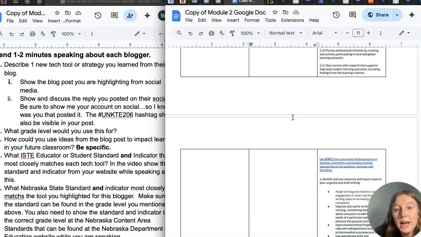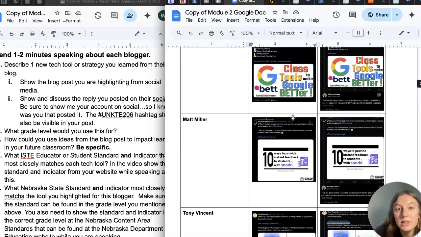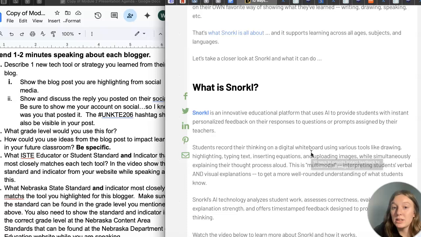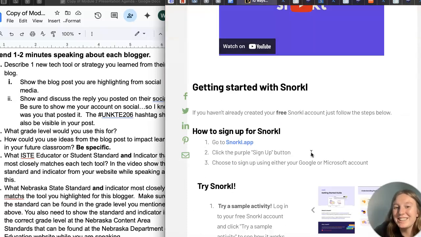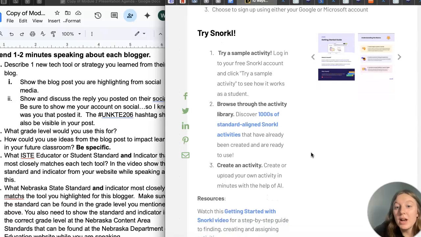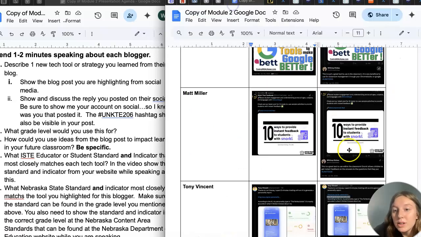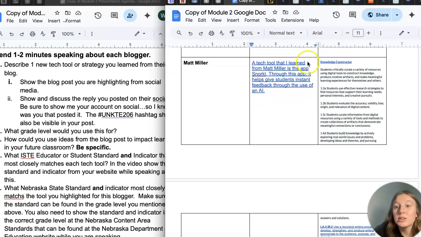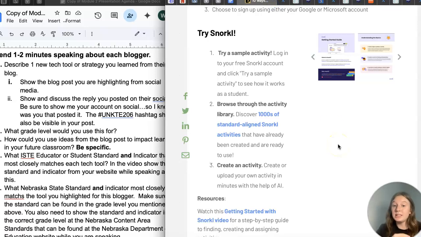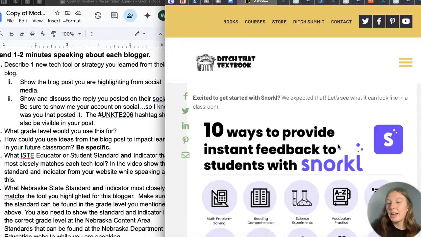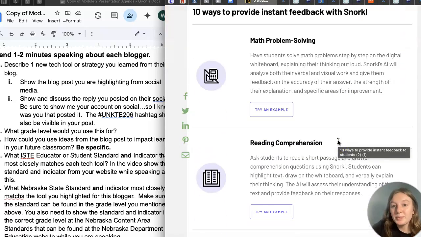My next person I have is Matt Miller. Matt Miller's was with Snorkel. His is the textbook, and Snorkel is a very useful thing to help give students instant feedback, so they're not sitting there waiting. Otherwise, they might not care once they get that feedback.